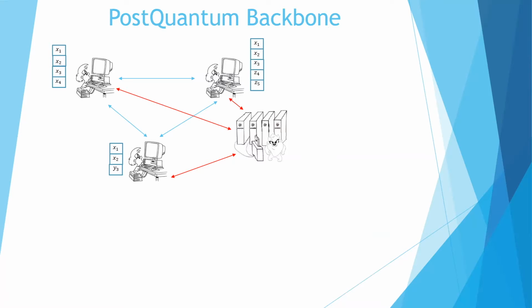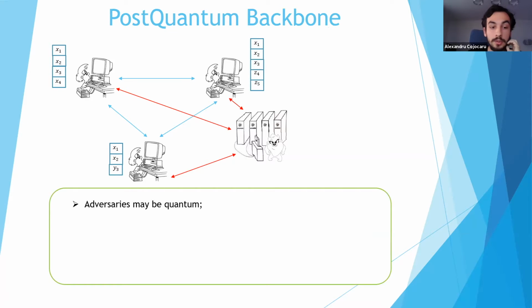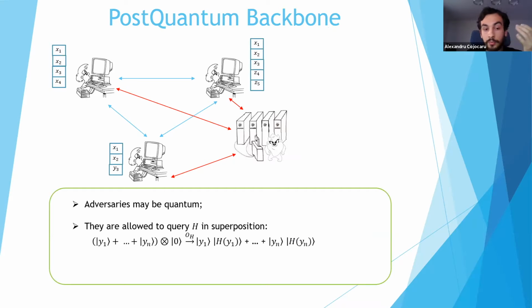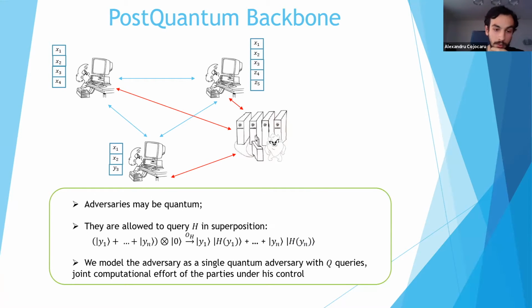Now, in the post-quantum security of the backbone protocol, we model the adversary. First of all, we know that if the adversary is quantum, the most powerful tool he can use is essentially querying H in superposition. So for instance, as we have seen in the quantum background part, you can perform queries of the type y_1 plus ... plus y_n, and this would be mapped to y_1 H(y_1) plus ... plus y_n H(y_n). And in our case, we consider that the adversary is a single quantum adversary having capital Q queries, which represent the joint computational effort of all the parties under his control.